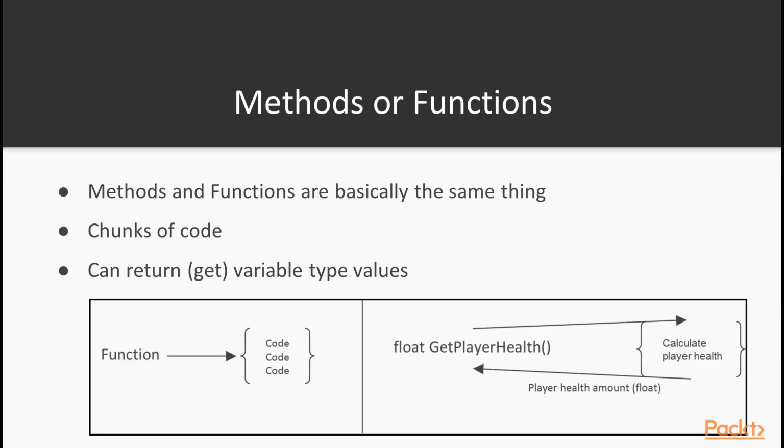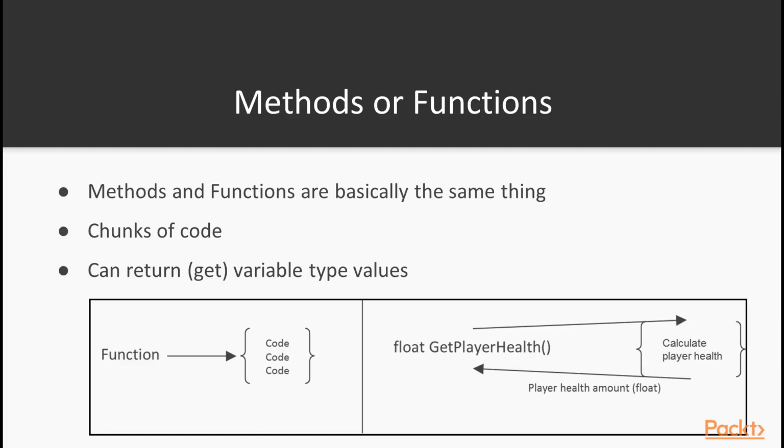Methods and functions are basically the same thing, but are different in semantics that are not important for this course. For the duration of this course, we will be using the word functions because this is what Unreal Engine 4 uses. Functions are chunks of code that you could use to repeatedly use that chunk of code without having to copy and paste it everywhere. They can also be used to return values such as floats, bools, and other variable types.